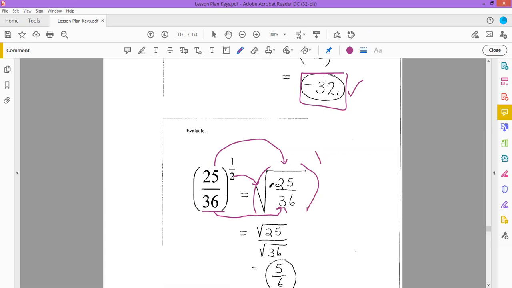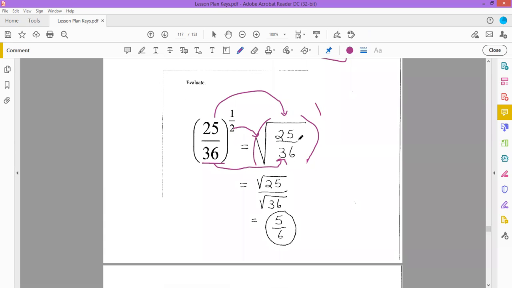And the square root of 25/36 is the same as taking the square root of the numerator and the denominator separately. So we're dividing out and separating those terms in the numerator and denominator. So we have the square root of 25 divided by the square root of 36. And the square root of 25 we know is 5 in the numerator. The square root of 36 is 6 in the denominator. So 5/6 is our answer.